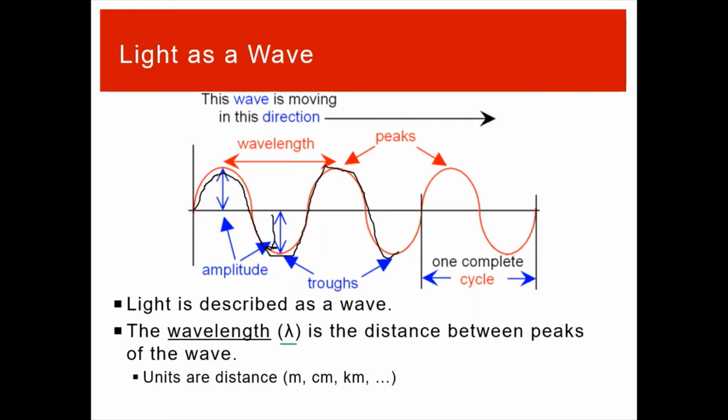So the units for any wavelength are going to be distance units, and generally we use metric units. It can be any metric unit you want: meters, centimeters, kilometers. Obviously that'd be a pretty big wave if you're measuring it with kilometers, but those exist.